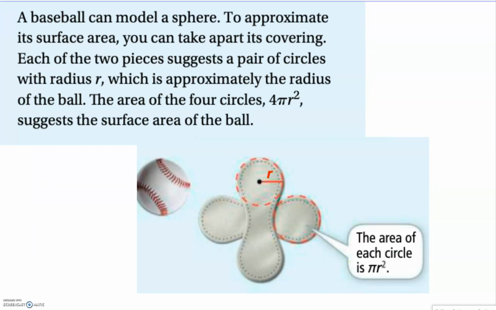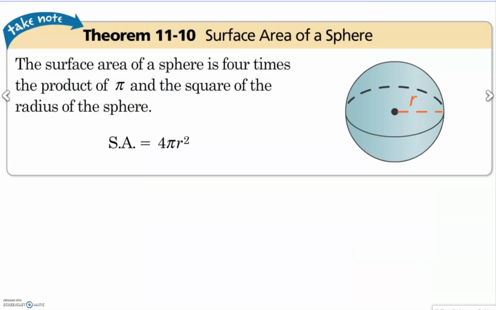To find the surface area of a sphere, a baseball can model that. To approximate its surface area, you can take apart its covering. Each of the two pieces suggests a pair of circles with radius r, which is approximately the radius of the ball. So when you take apart a baseball, you essentially get 4 circles. The surface area is the area of each circle times 4, so it's 4 pi r squared. That's the surface area of a sphere. Remember that surface area is always measured in units squared because it's surface area.